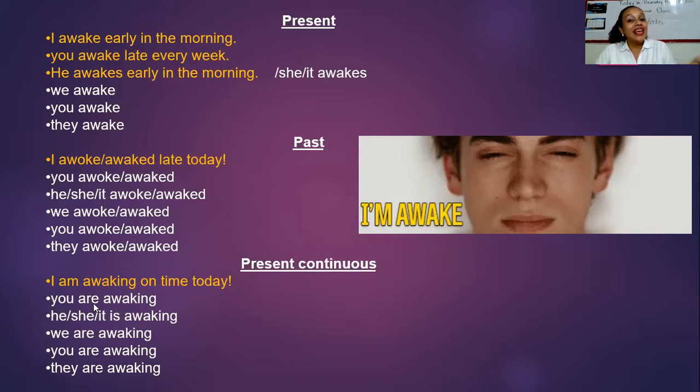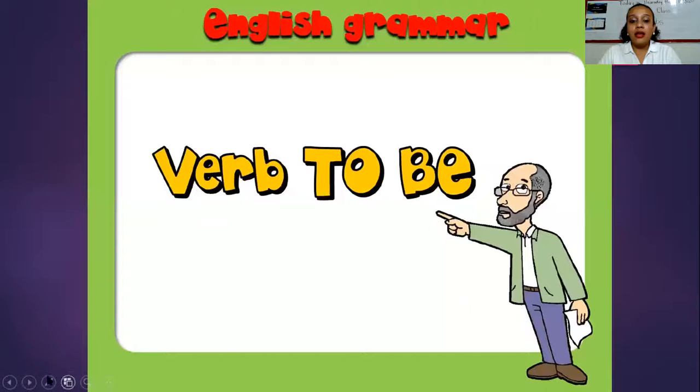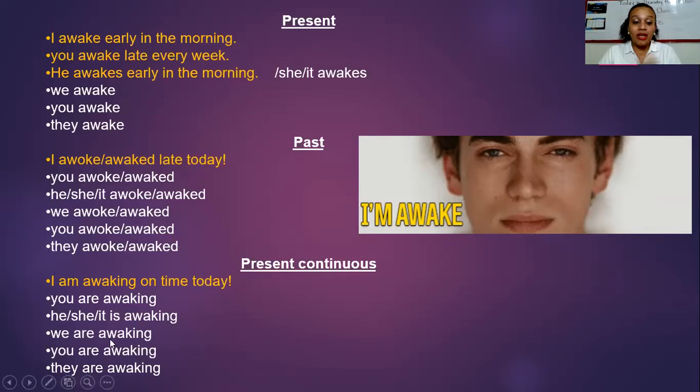You are awaking now. Now you are awaking. He, she, or it is awaking. Look, he is awaking. We are awaking. You are awaking and they are awaking on time today. So this is the present continuous, when you add ing to a verb to express that something is happening now.